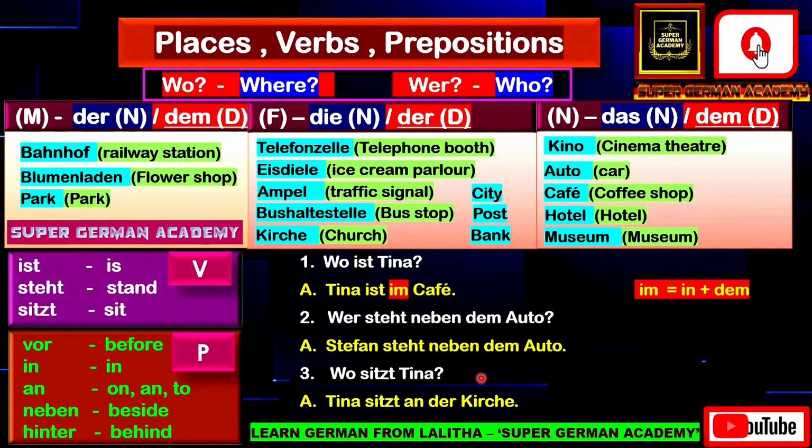Wo sitzt Tina? So this means, where is Tina sitting? Tina sitzt an der Kirche means Tina is sitting at the church. An means at, to, on. Kirche is again a feminine noun, if you see. The article die is nominative and der is dative. So der Kirche will be used. So Tina sitzt an der Kirche means Tina is sitting at the church.